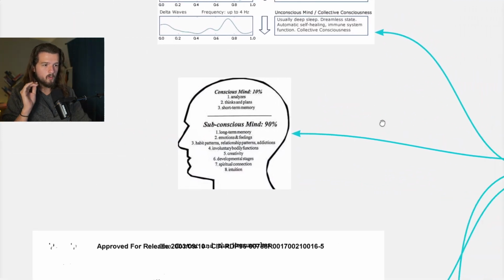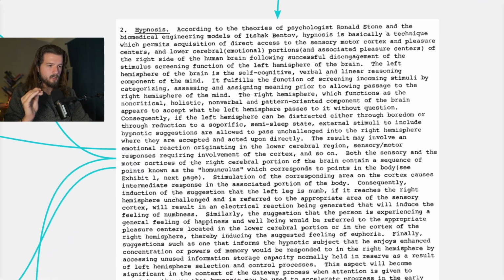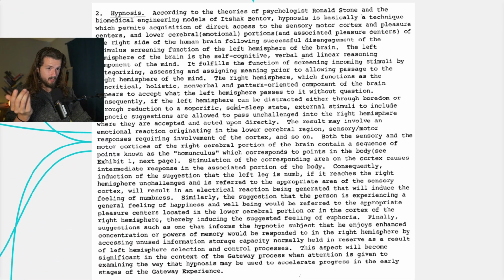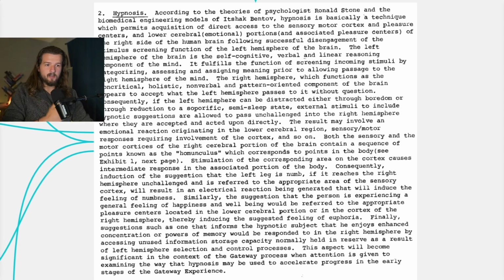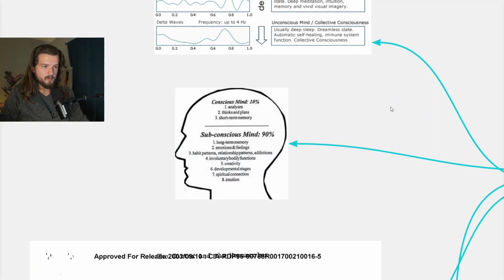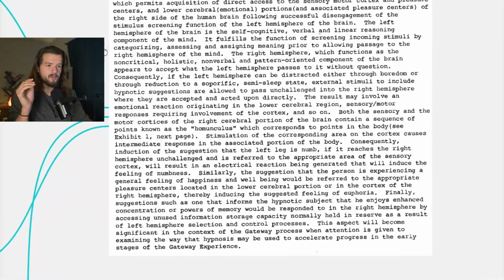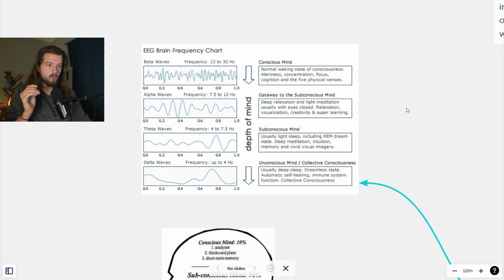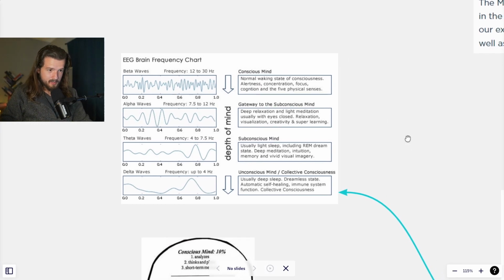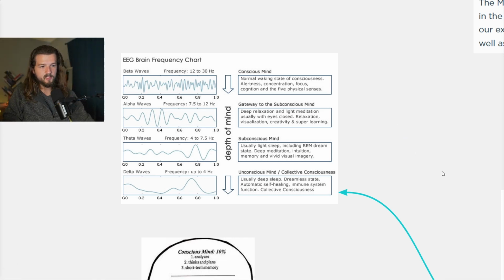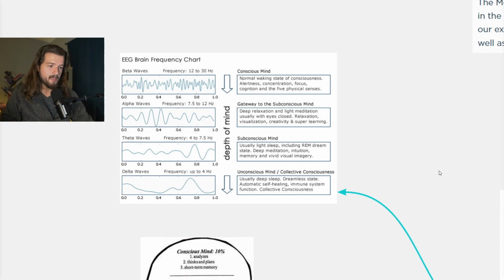Okay. So when we think about hypnosis, what we're doing is, as they say here, if the left hemisphere can be distracted either through boredom or through a reduction into a semi-sleep state, external stimuli are allowed to pass through unchallenged to the right hemisphere, which you can consider to be the subconscious mind. And how does that happen? We get into the semi-sleep state through lowering our brainwave states. This is the basis of many different teachers' works on lowering brainwave states to access and reprogram the subconscious mind, such as Dr. Joe, who I massively respect.